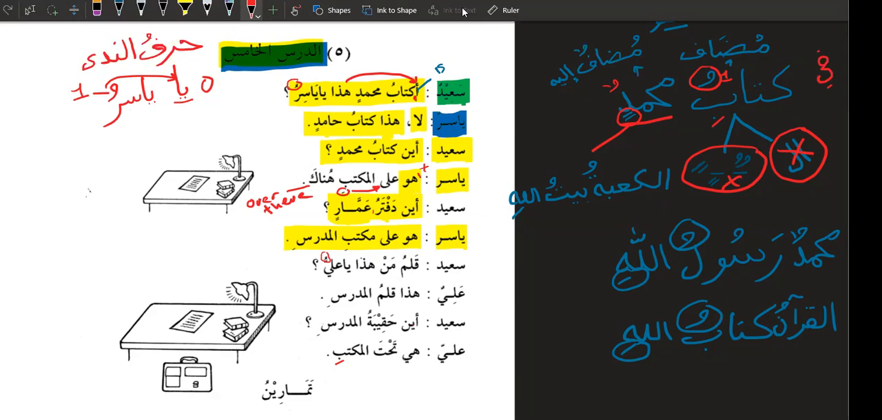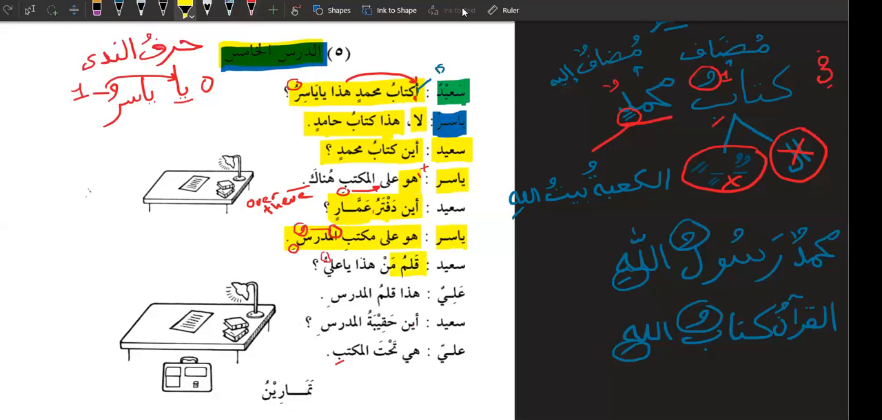مكتب المدرس. See, al-mudarris takes one dhamma, one kasra. Why? Because it had one dhamma. And it had one dhamma. Why? Because of the alif and lam. So هو على مكتب المدرس. It is on the teacher's desk.